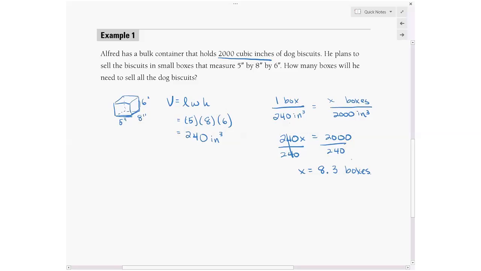Now, you could answer this question in a couple of different ways. How many boxes will he need to sell all the dog biscuits? Well, we could say that it'll be 8 boxes and he'll have some dog biscuits left over, but he wants to sell all the dog biscuits. So we're going to say, well, to fit all the dog biscuits, he's going to need 9 boxes, and he probably just won't fill them all to the top. So he will need 9 boxes to sell all the dog biscuits. Because they're just not going to fit into 8, so he's going to need 1 more.